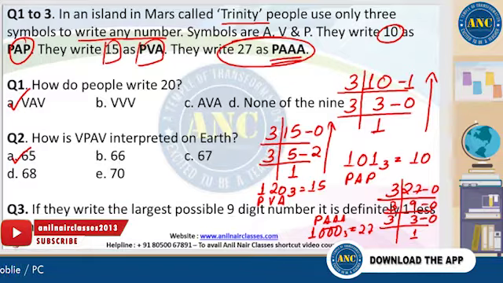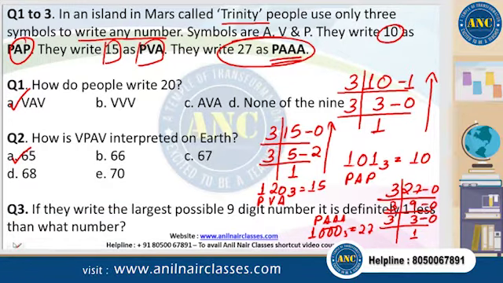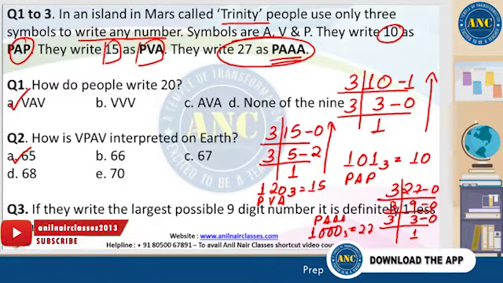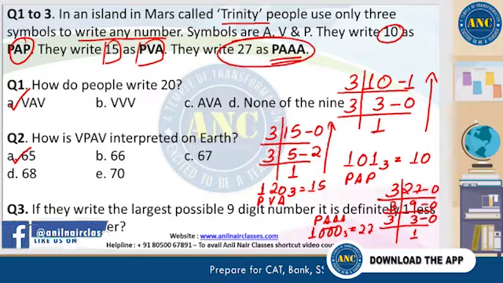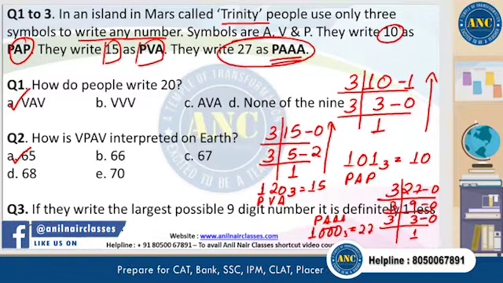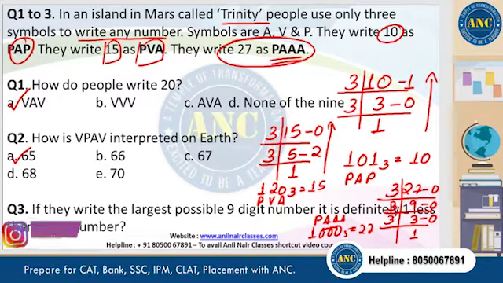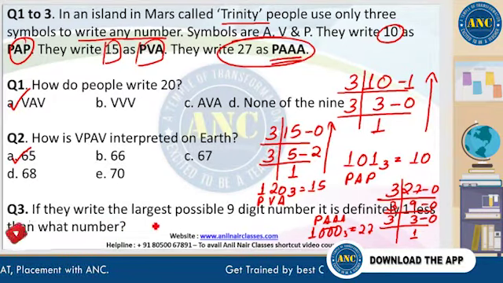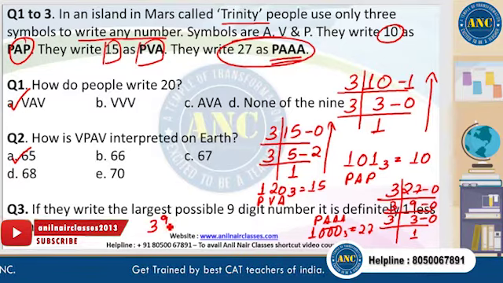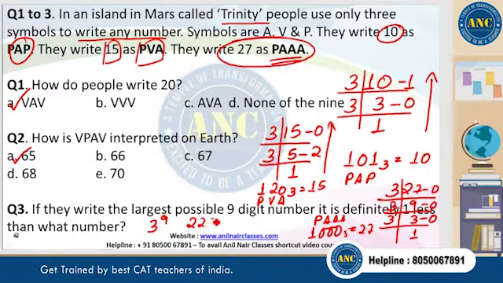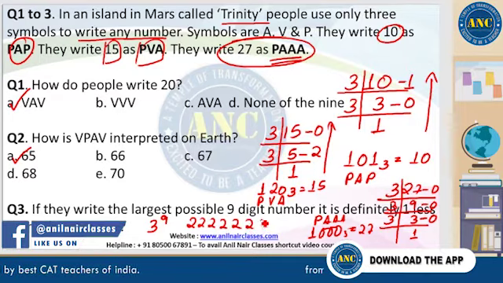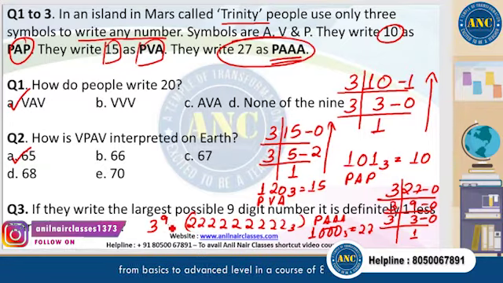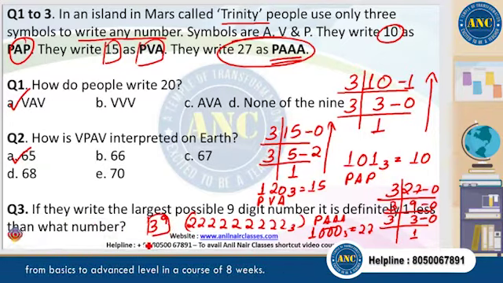So what is the largest possible 9-digit number? If they write the largest possible 9-digit number, it's definitely 1 less than what? Largest possible 9-digit number in their system would be 2, 2, 2, 2, 2, 9 times in base 3. We are talking of the value. It's definitely 1 less than 3 power 9. So the value that they're going to express is nine 2's to base 3. This is 1 less than 3 power 9. So that's your answer.